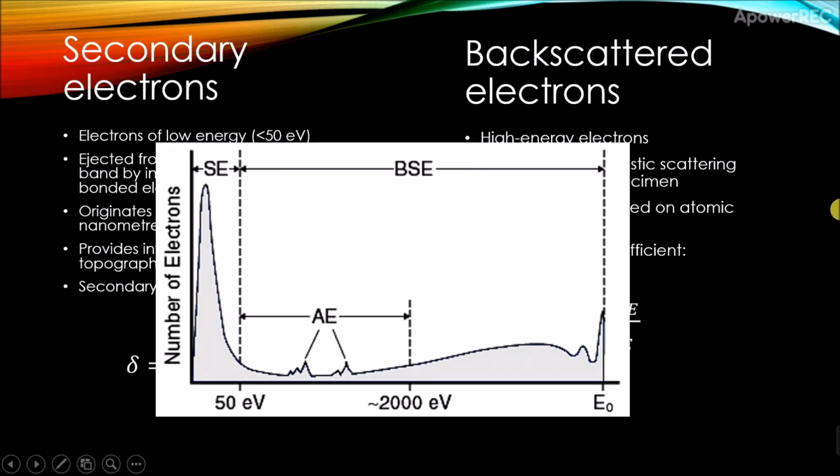This figure also shows the energy range for the secondary electrons and the backscattered electrons. For the secondary electrons, they are cut off at 50 eV, while the backscattered electrons can go as high as the input energy from your primary electron beam.